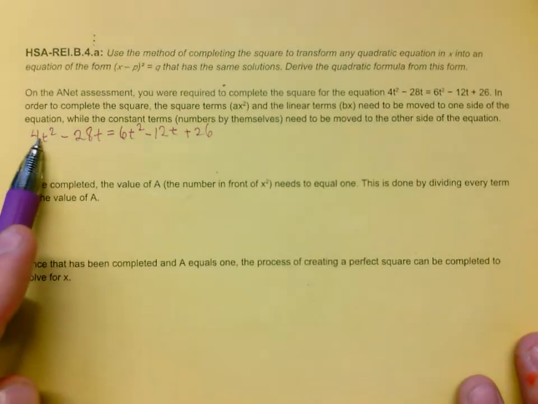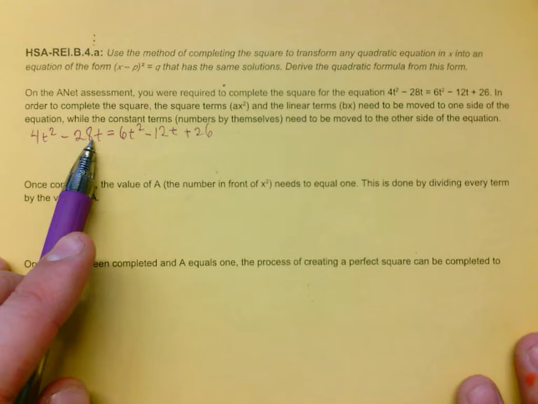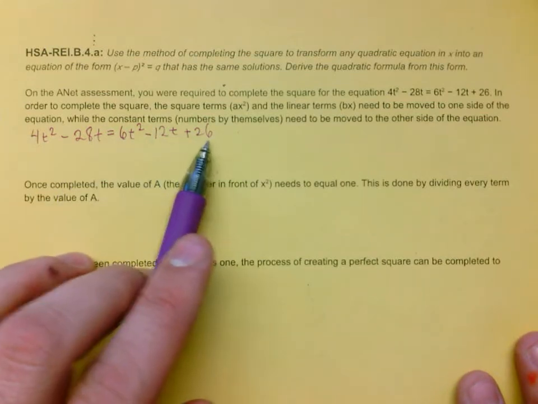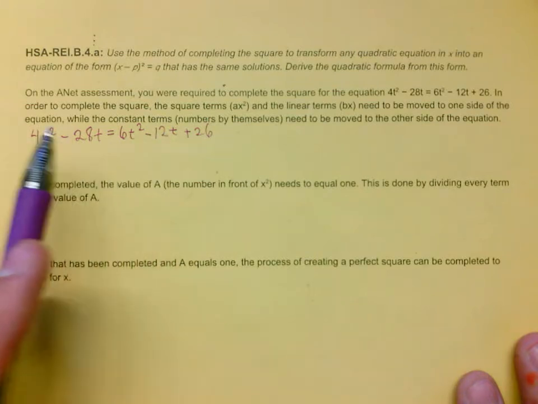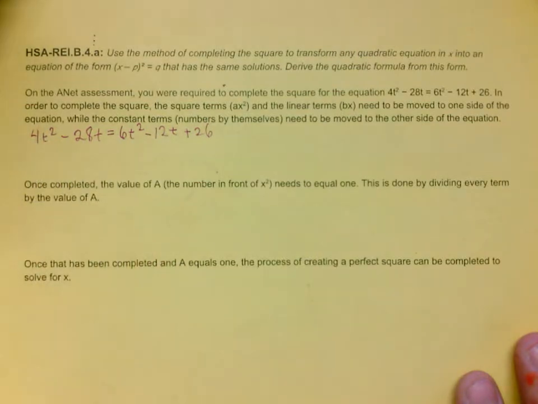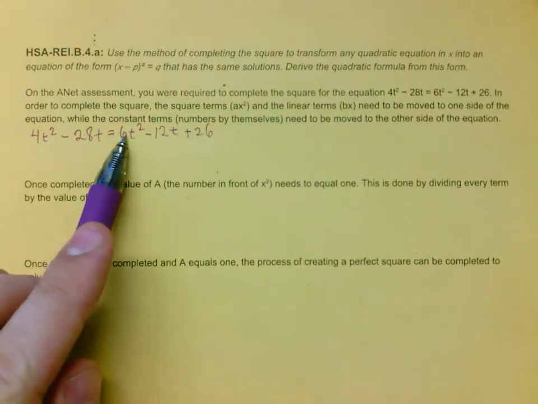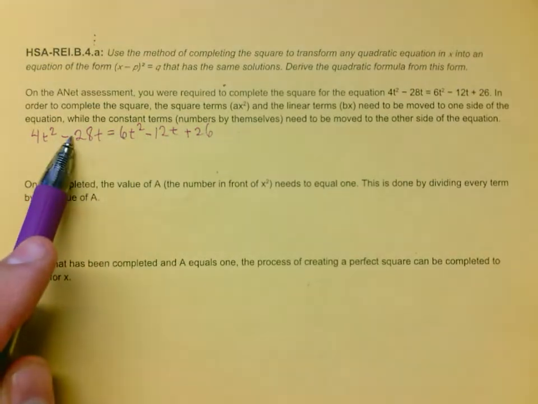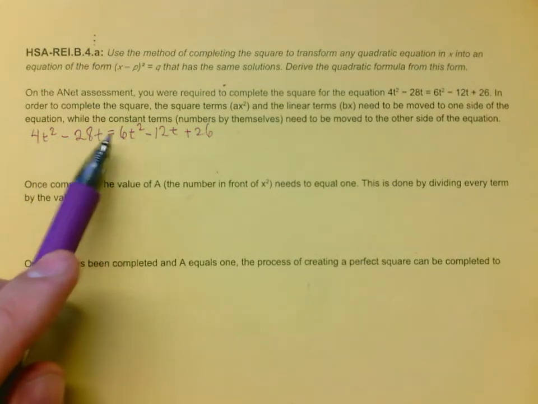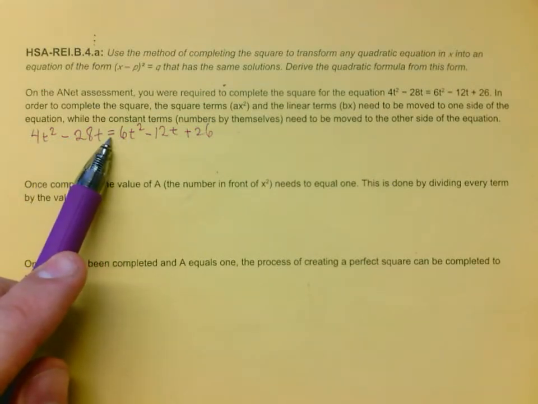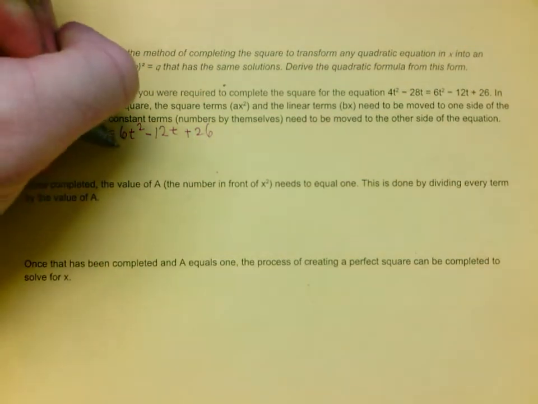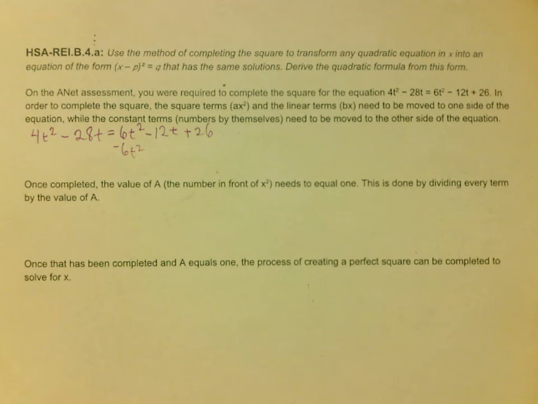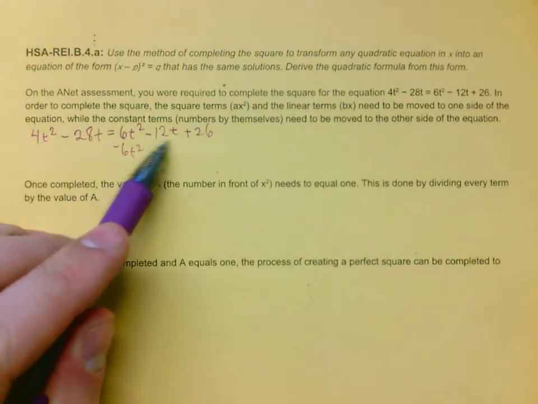Because I already have a squared term and a linear term on one side of the equation, and my constant's on the other, I'm going to move this squared term and this linear term over here with these. To do that, I just need to use inverse operations since they're on opposite sides of the equal sign. Because I have a positive 6t squared, I'm going to subtract 6t squared. And because I have a negative 12t, I need to add 12t.